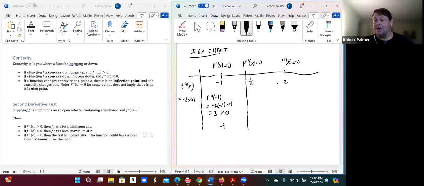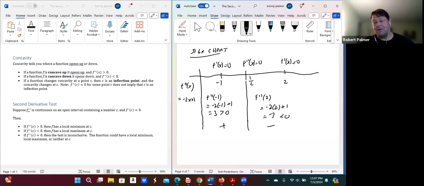Then over here, let's plug in our critical value, f double prime of 2, into our function. So that's going to be negative 2 times 2 plus 1. Negative 2 times 2 is negative 4. Plus 1 is negative 3. And of course, that's negative. So here our second derivative is going to be negative.